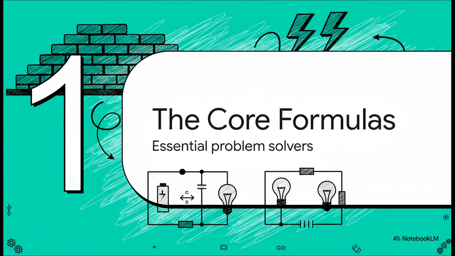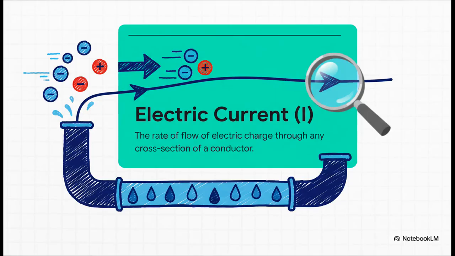First up, let's build our foundation. We're starting with two essential formulas that are really the backbone of everything else in this chapter. If you can master these, trust me, you are already way ahead of the game. So what exactly is electric current? Well, to put it simply, it's just a measure of how much electric charge is flowing past a point in a circuit in a certain amount of time. The best way to think of it is like the flow rate of water in a pipe.